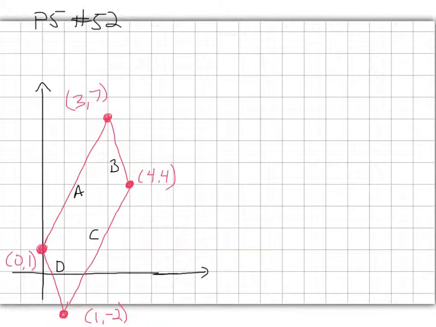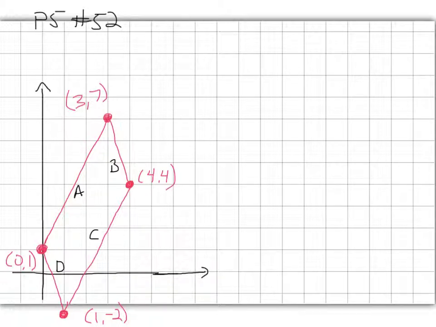Alright, so problem number 52 in section P5. We want to verify that the object that we have constructed from the points (0, 1), (3, 7), (4, 4), and (1, -2) forms a parallelogram.